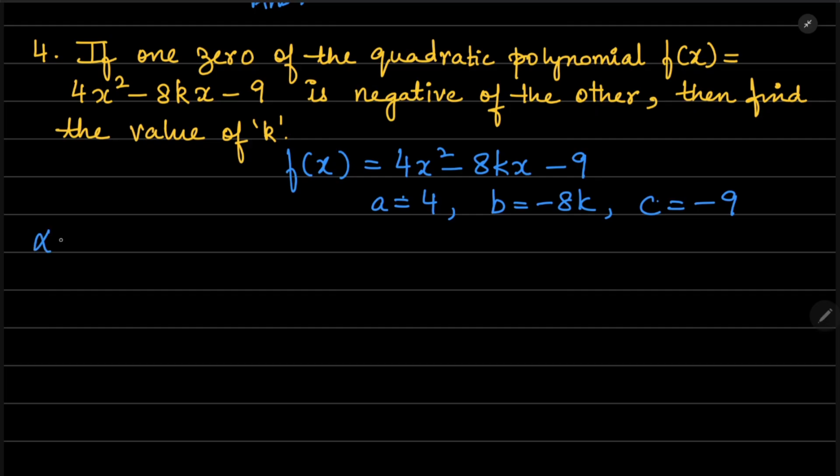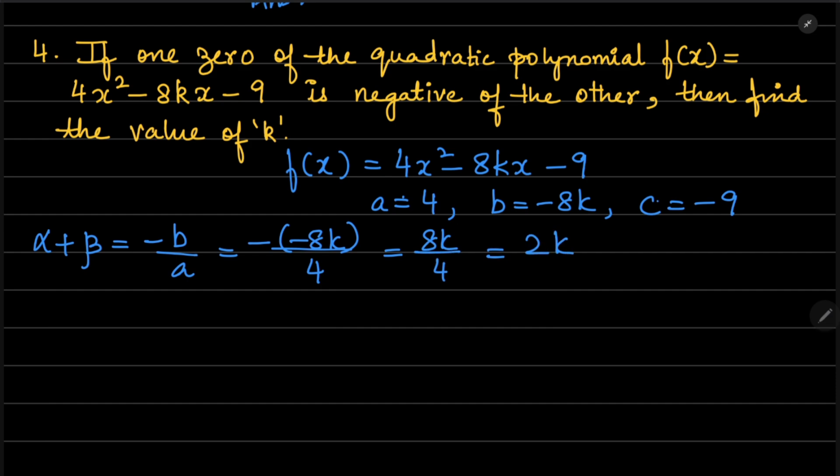Get me the sum of the zeros. Alpha plus beta is equal to minus b by a, which is minus of minus 8k by 4, which is minus into minus plus 8k by 4, which is 2k. Right? Product of the zeros, c by a. So minus 9 by 4.